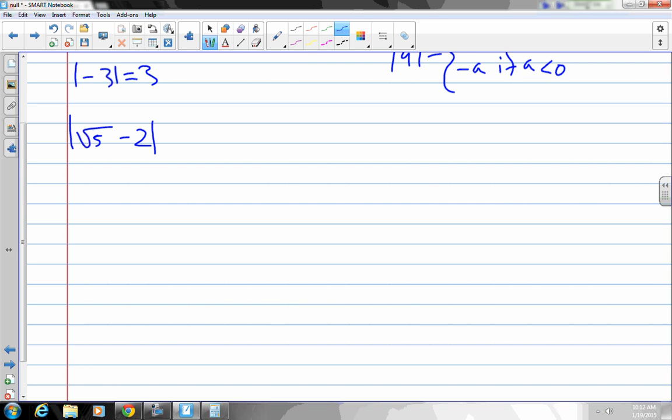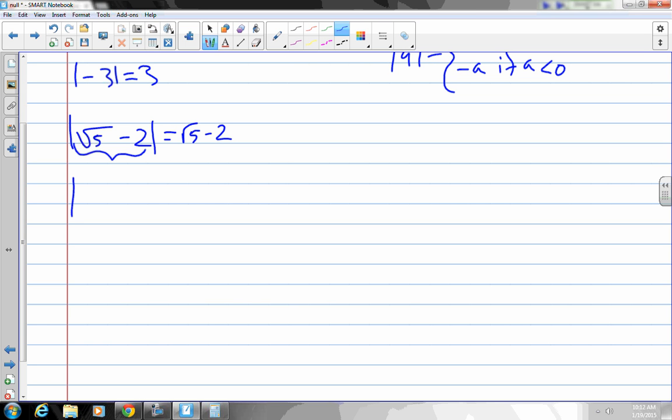Keep in mind that absolute value does not distribute through pluses or minuses. It's not just making the minus in the middle into a plus. You have to ask yourself, is square root of 5 minus 2 a positive or a negative number? What do you think? Positive, because square root of 5 is bigger than 2, right? So if it's positive, then I don't need to mess with that.